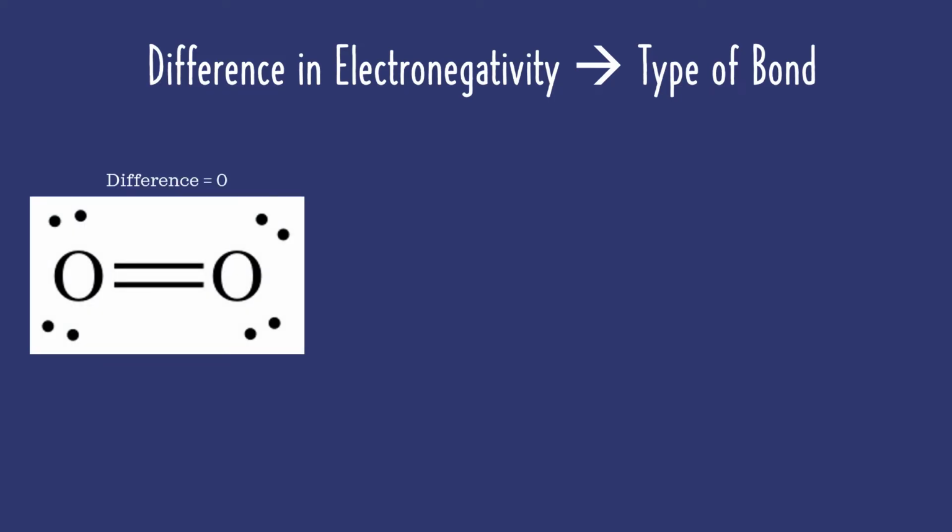Consider this example. This is our molecular oxygen example that we've seen before. Both atoms are the same element, so they have identical electronegativity. The tug of war is always tied. This means that bonding electrons are shared evenly between the two atoms. And recall that each line represents a shared pair of electrons.